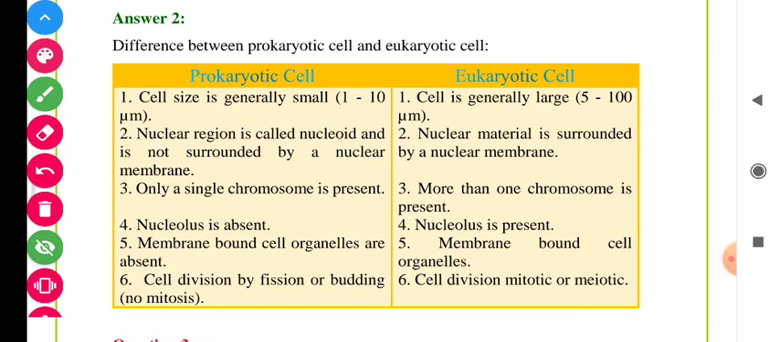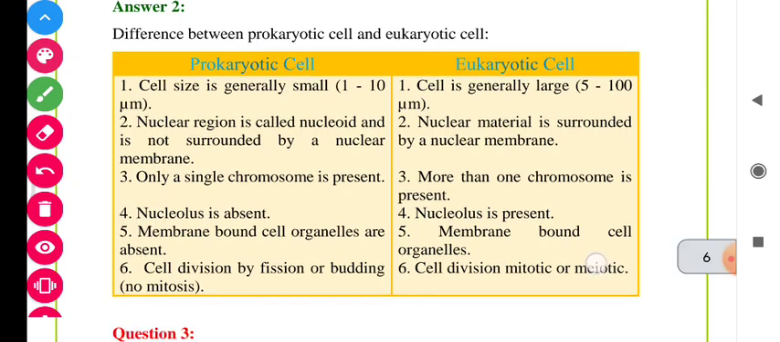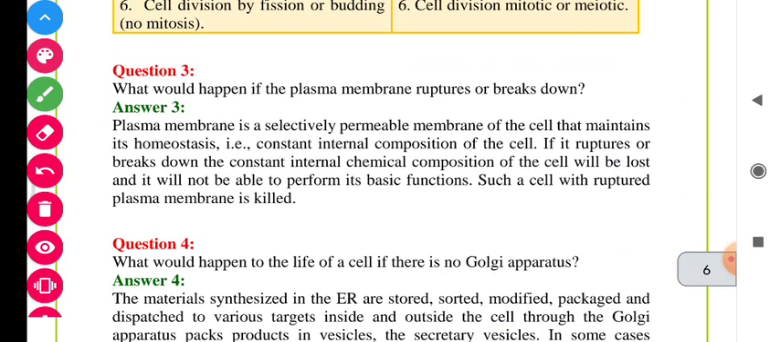Cell size is generally small in prokaryotic cells and generally large in eukaryotic cells. The nuclear region is called the nucleoid and it is not surrounded by a nuclear membrane, while in eukaryotes it is surrounded by the nuclear membrane. A single chromosome is present in the prokaryotic cell, while more than one chromosome is present inside the eukaryotic cell. The nucleolus is absent in prokaryotes while it is present in eukaryotes. Membrane-bound cell organelles are absent in prokaryotes while they are present in eukaryotes. So these are the differences between the prokaryotic and the eukaryotic cell.